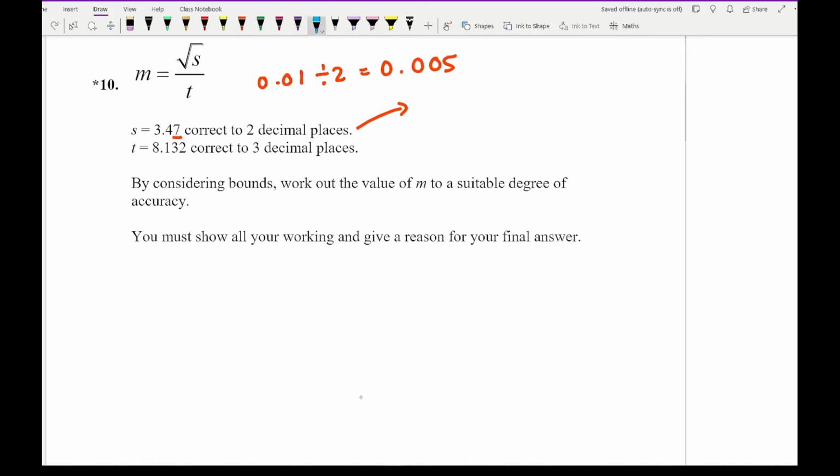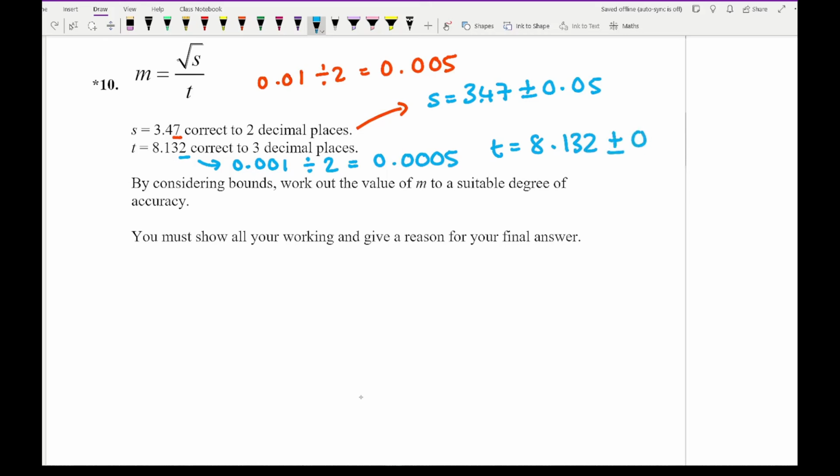Now for t to 3 decimal places, well, that's 0.001, so if I divide that by 2, I'm going to get 0.0005. Now these numbers are going to be important. So for s, the numbers are going to be 3.4, should I say, 0.7 plus or minus 0.05. And for t, it's going to be 8.132 plus or minus 0.0005.